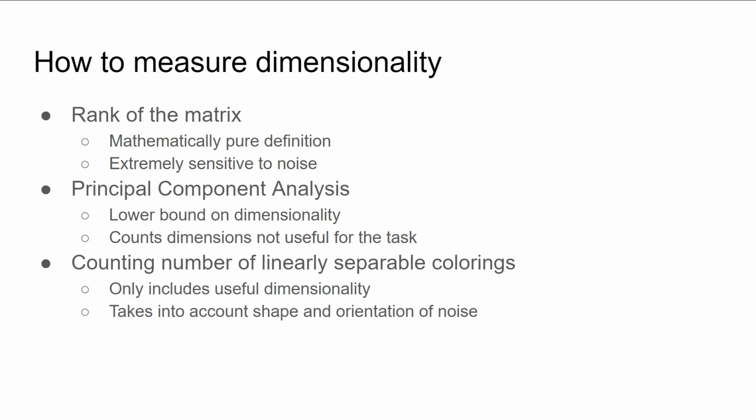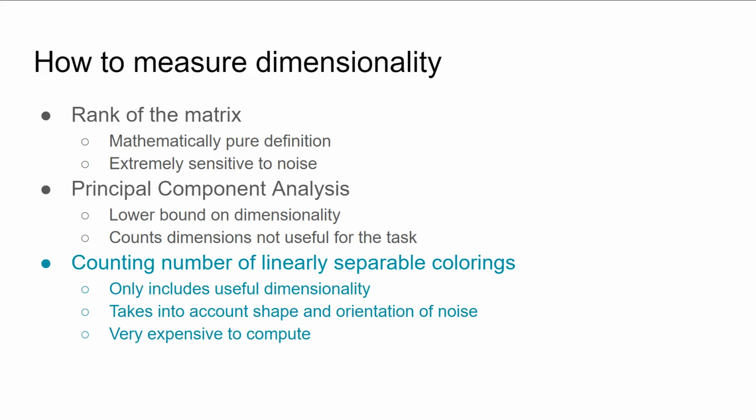So we both don't count dimensions that aren't useful, because they won't give us new separations, and we take into account exactly the orientation and shape of our noise by cross-validating our separation measures with our actual data. The downside is it's very expensive to compute, and the implementation is somewhat complicated. So I'm going to go into at least enough so that we can see what they mean by this.